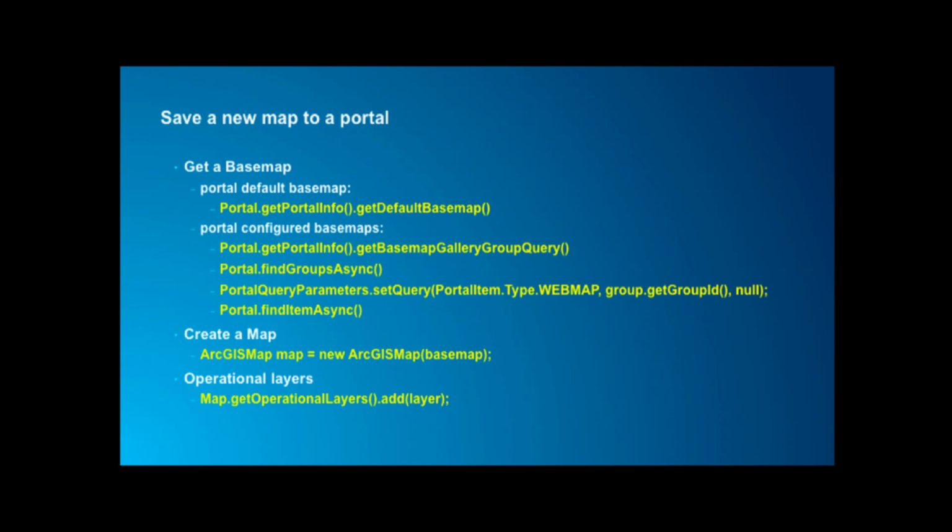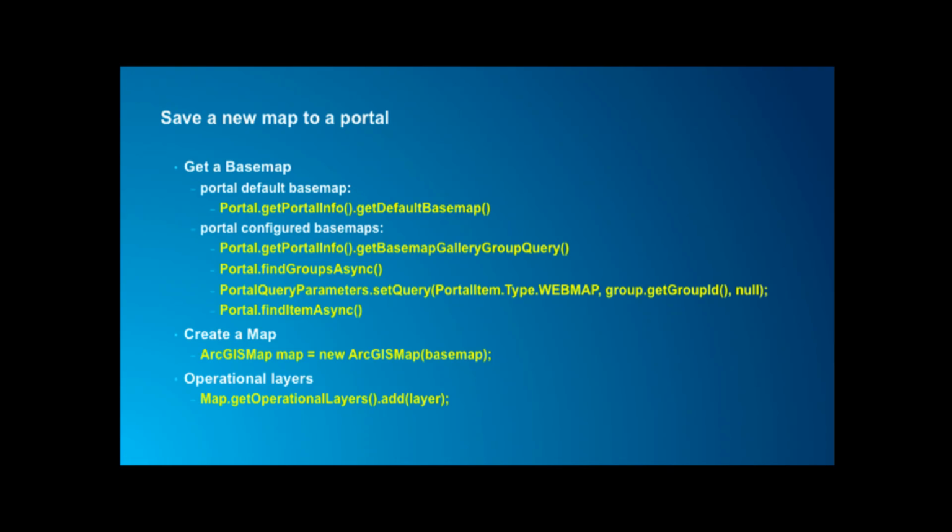In a portal, the portal administrator already configures a default base map that is shared with all the users in this portal. Then they can use this default base map when they create a new map. To get this default base map, you only need to get your portal information and then get the default base map.